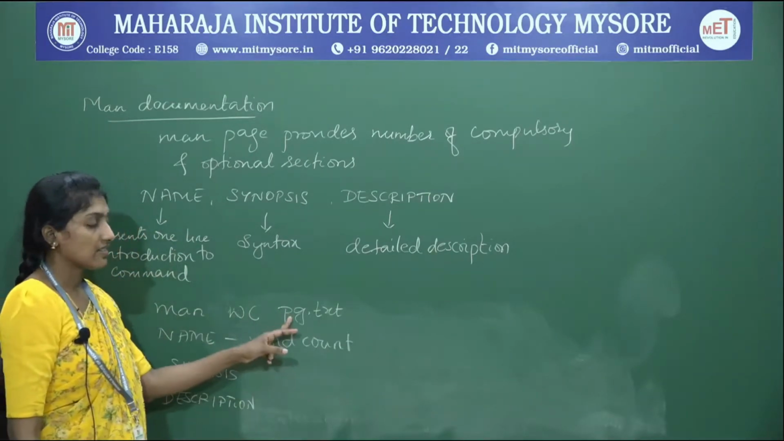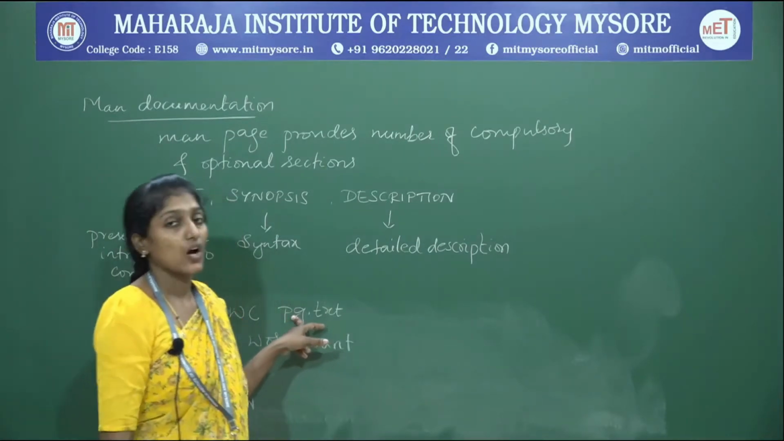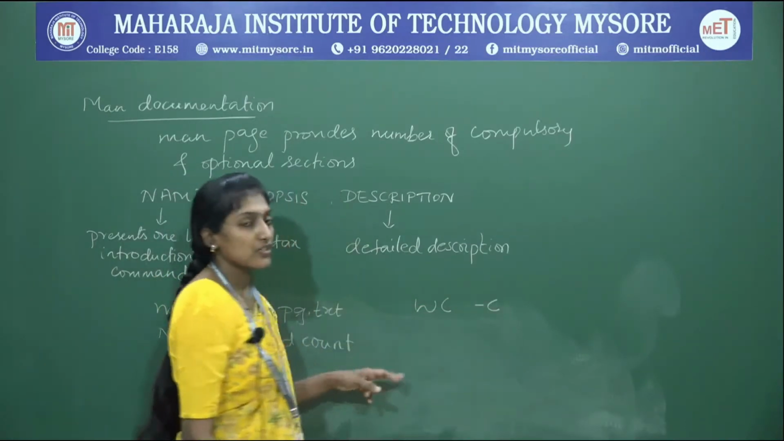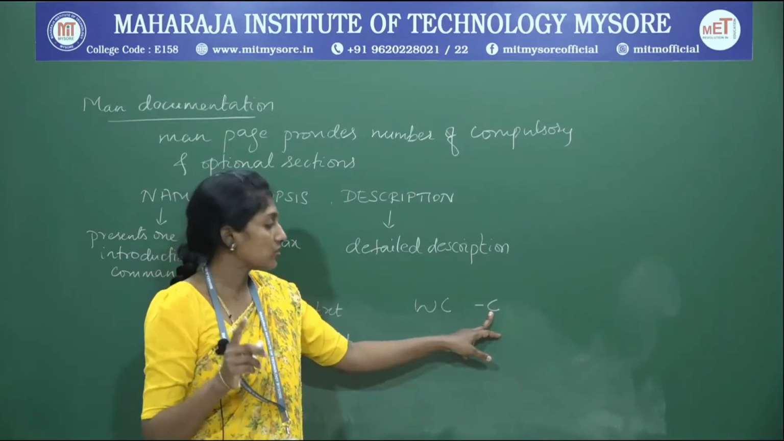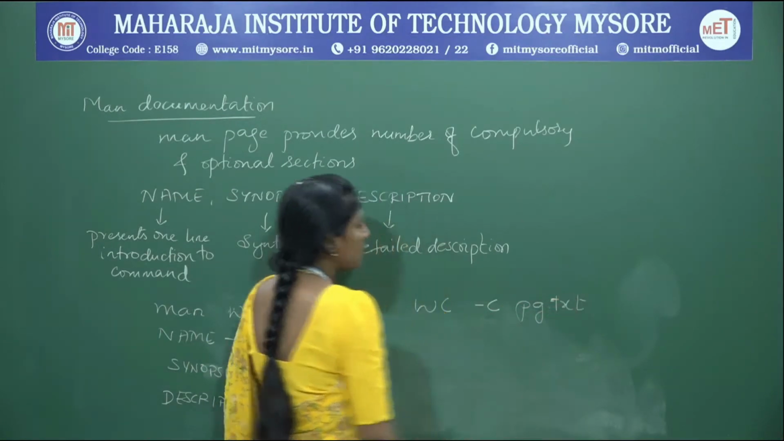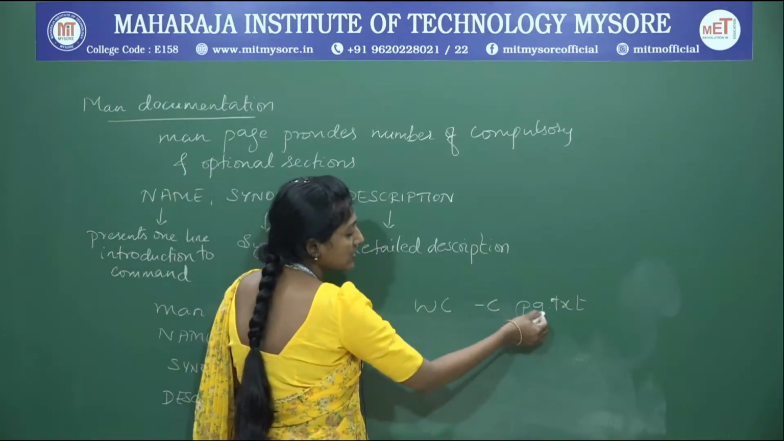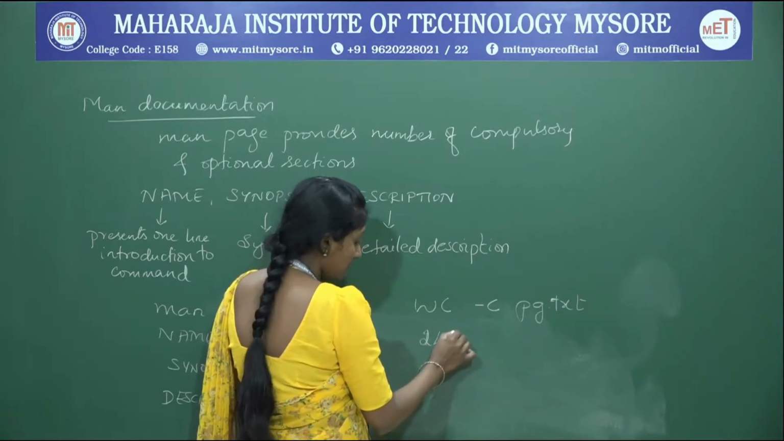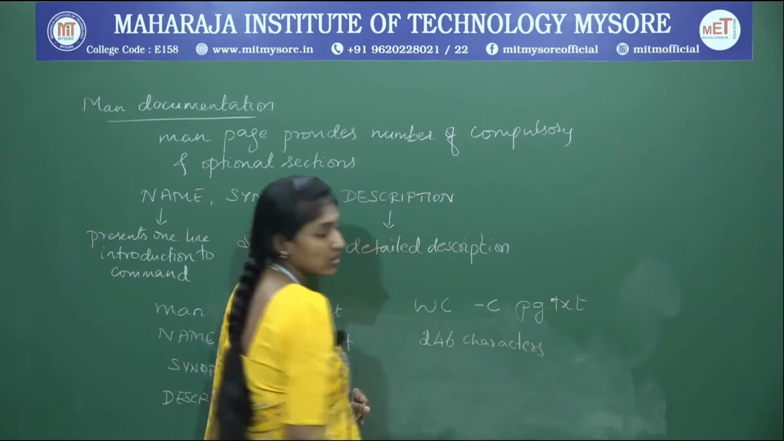What if in this text file I want only the number of characters to be counted? At that time you provide wc with option -c. This option -c represents that it is only going to display the character count for this pg.text file. Let me consider I might have around 246 characters, so this is the output you are going to get.